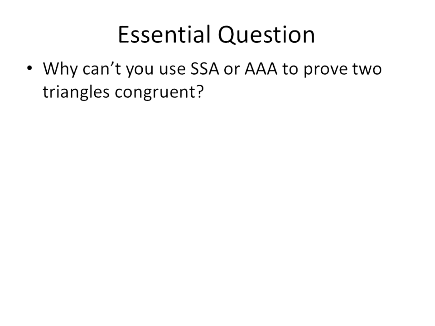So our essential question today is: why can't you use SSA or AAA to prove two triangles congruent? SSA means side-side-angle, and AAA means angle-angle-angle. So if you need to pause this for a second while you're copying this down in your notes, go ahead and do so and start it when you're ready.